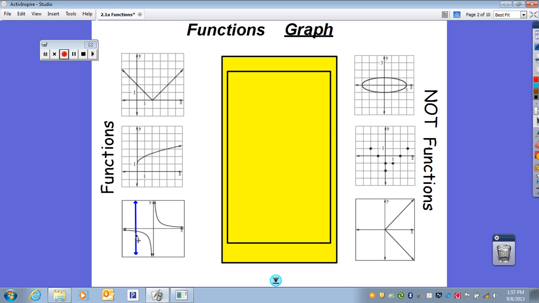I can slide this vertical line and it's only going to pass through one point on these graphs. The difference being, if I slide this vertical line over here to these graphs, notice that that vertical line passes through two places on this particular graph. Or if I bring the vertical line down to this graph, you'll notice that this one passed through 2 points. Or if I bring the vertical line down to this graph, the vertical line passes through 2 points. So what we're working on is something called the vertical line test.